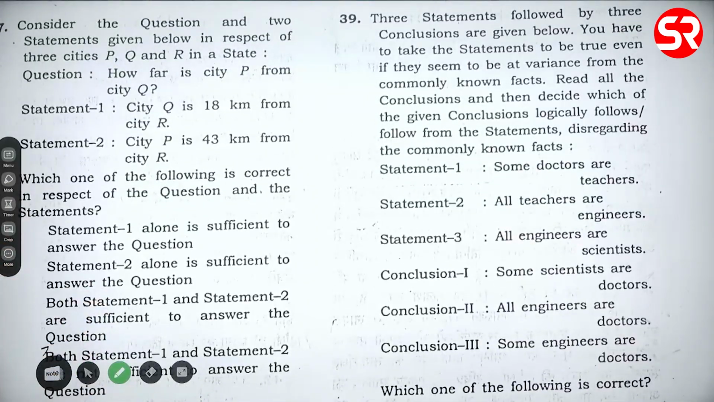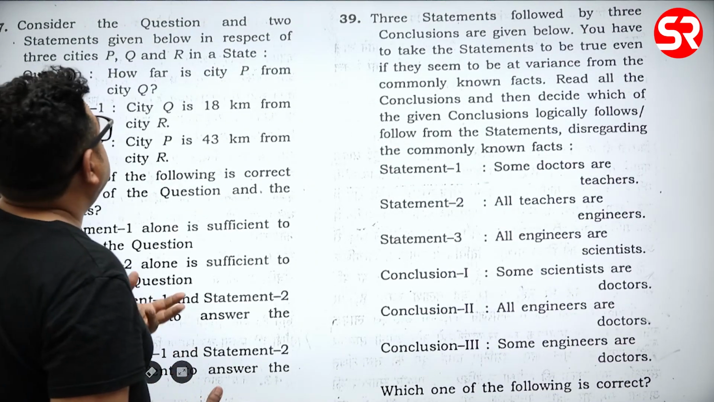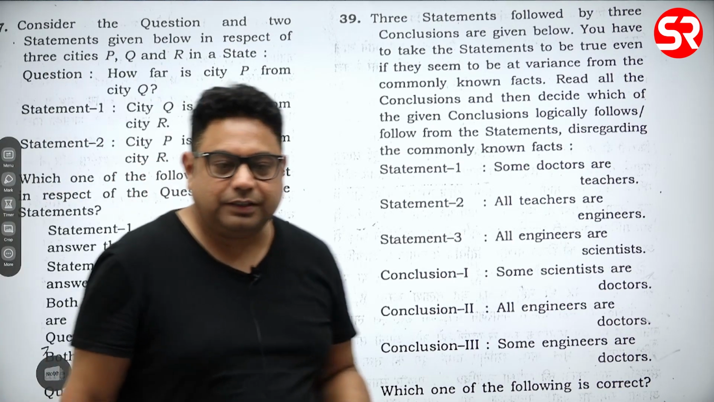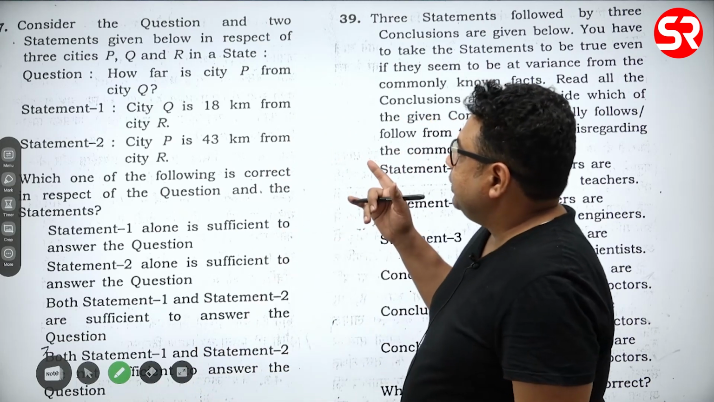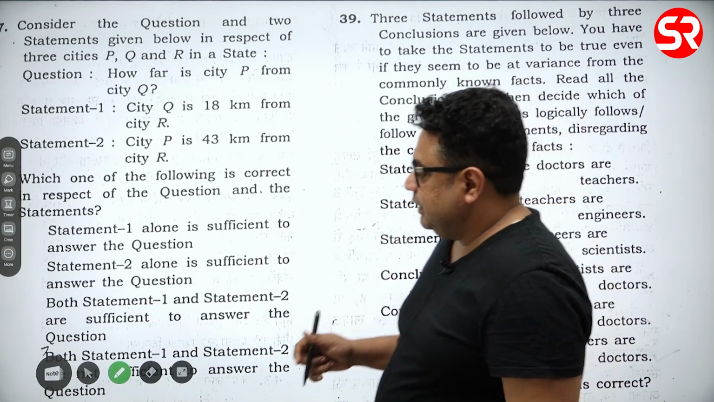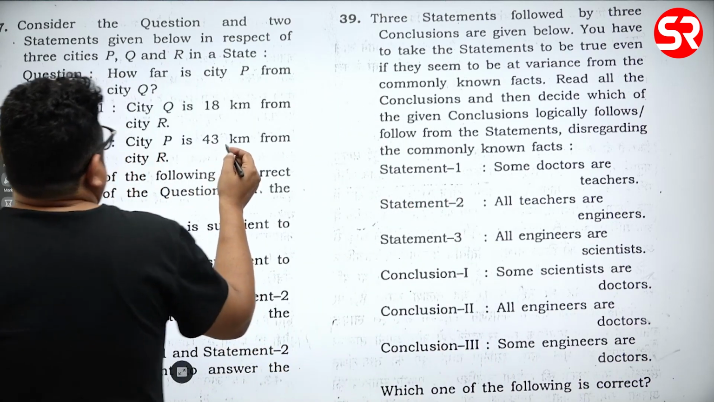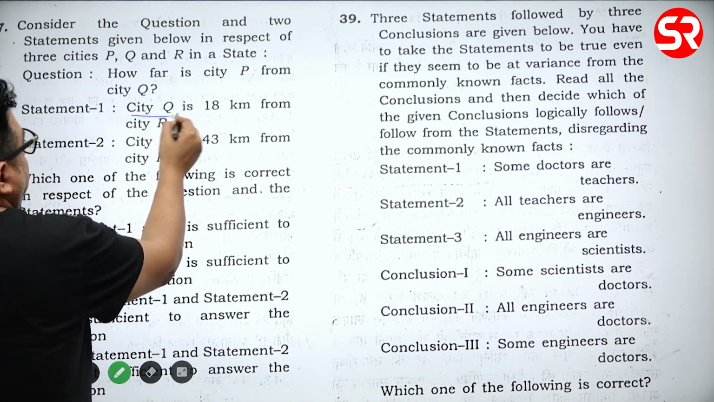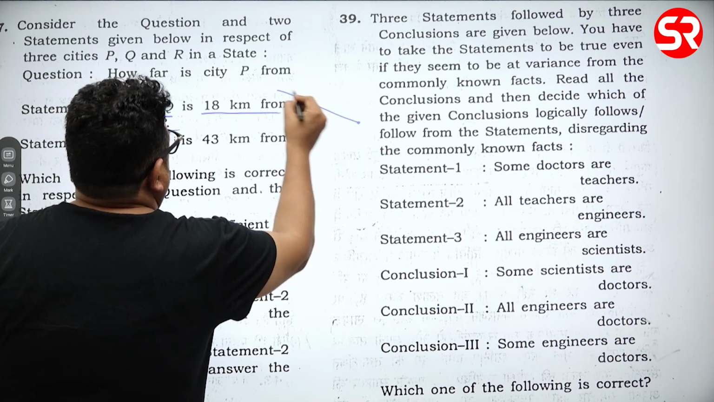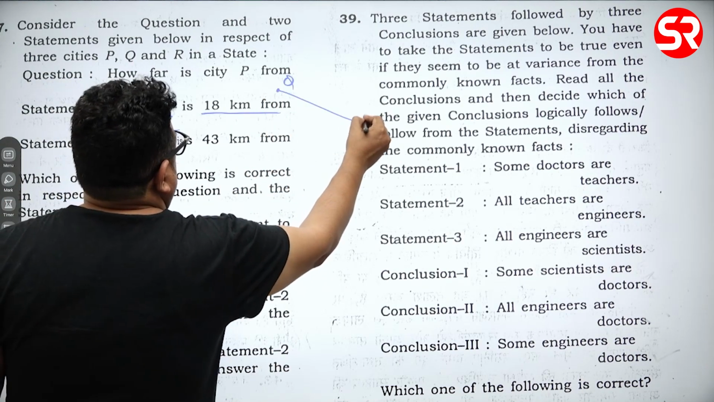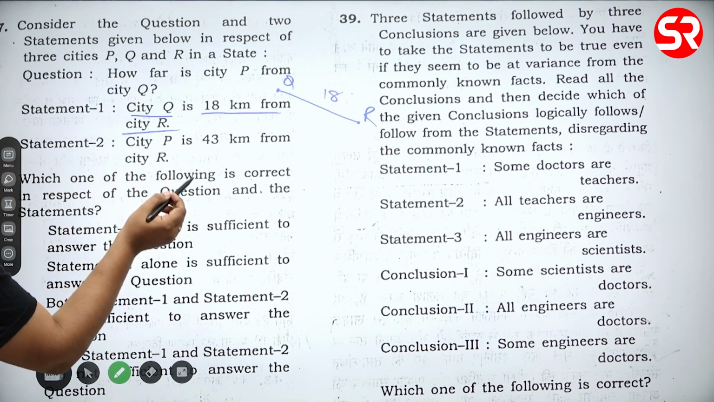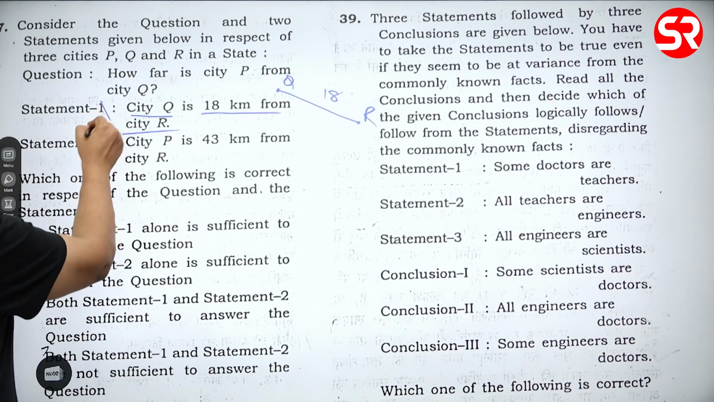So he says, consider the question and 2 statements given below in respect to the 3 cities P, Q and R. There are 3 cities P, Q and R in a state. How far is city P from city Q? Statement 1: city Q is 18 kilometers from city R. Okay, good, Q and R 18. But again, the question is how far is P from Q, so not possible here, right?